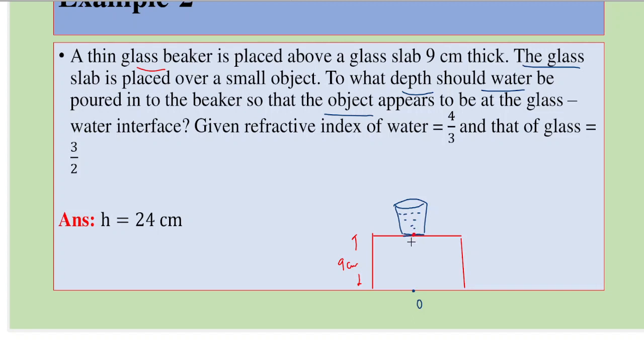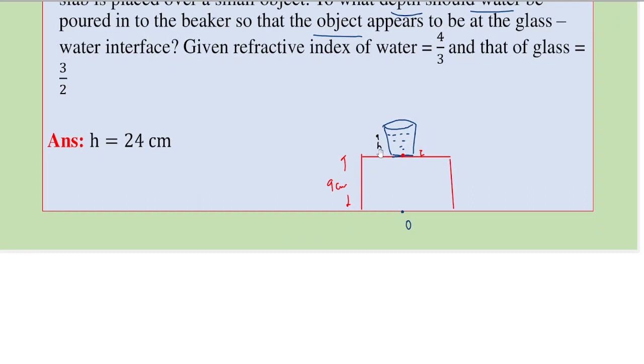Assuming the glass is very thin, we can think that this is the point where the image is seen. This is called I. Let the height of this be h. So the height of the water to be poured is called h. The question asks how much water should be poured.